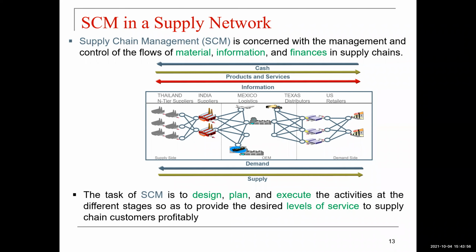Supply chain management is concerned with the management and controls of the flows of material, information, and finances in a supply chain. So again, you can see here an example of a multi or international supply chain. We have suppliers from Thailand, India, all of them sending products or materials to different places, in this case, Mexico. Mexico having a logistic distribution going or manufacturing happening between Mexico and Texas, and from Texas distribution into the DC or distribution centers, and from there to the retailers.